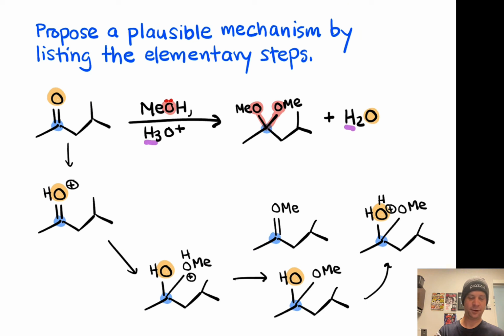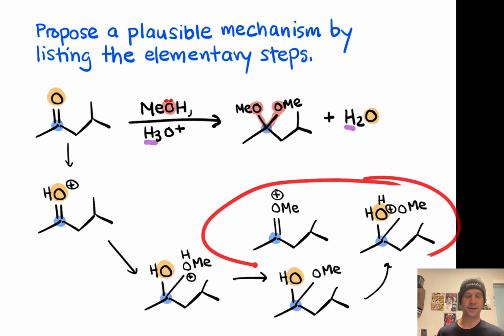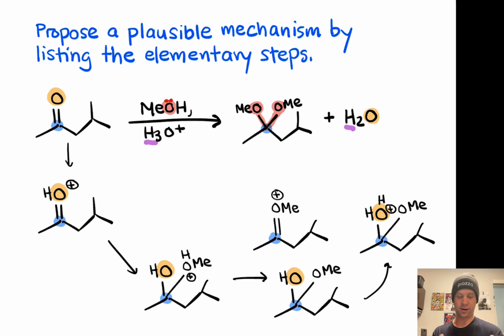So take a minute if you need to and pause the video and make sure you can see and draw curved arrows for the conversion of this cation to this cation. At this point, a methanol molecule can come in, add to the carbonyl carbon, and that's going to get us to almost the final product.